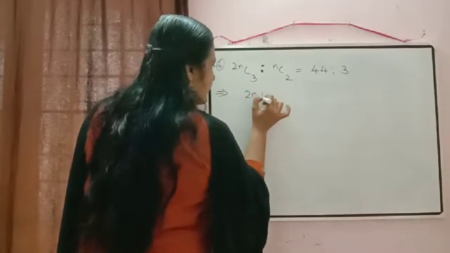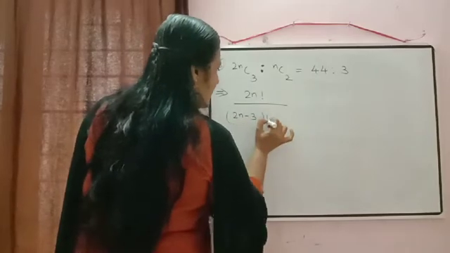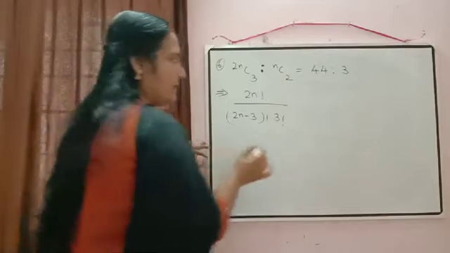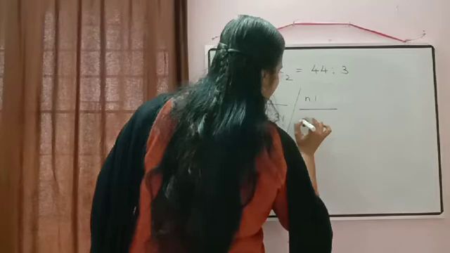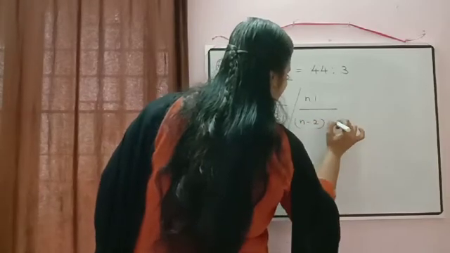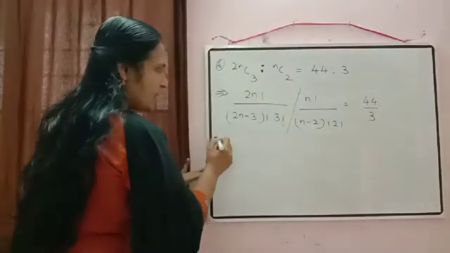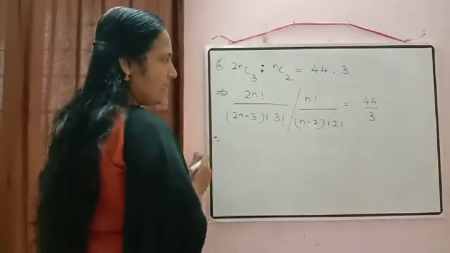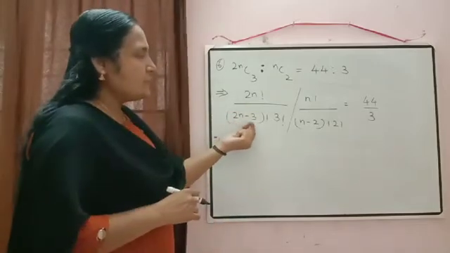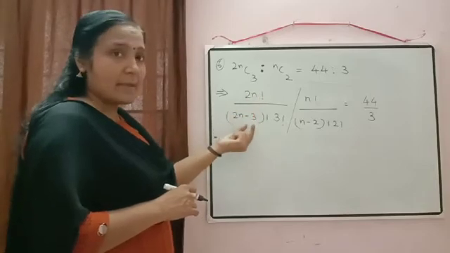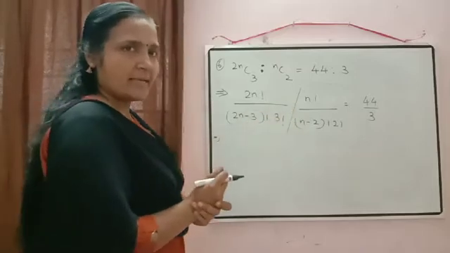2nC3 can be written as 2n factorial by 2n minus 3 factorial into 3 factorial, divided by nC2, which can be written as n factorial by n minus 2 factorial into 2 factorial, is equal to 44 by 3. Now what we have to do here is cancel this 2n minus 3 factorial. So that step I am doing, and simultaneously I will change this division into multiplication also.